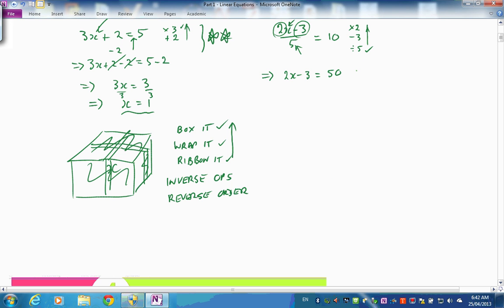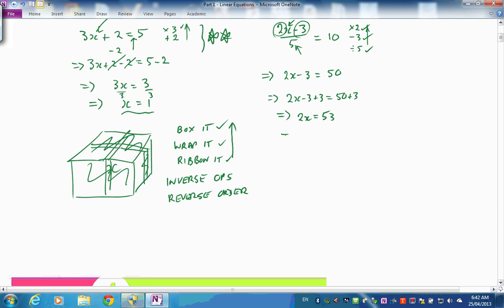So we can put the implied sign there. So we've reversed that. Now let's reverse subtraction by 3. So we will add 3. Do you want to put the steps in? You can put the steps in if you like. 50 plus 3. So this is 2x equals 53. Now what's the last step to do?